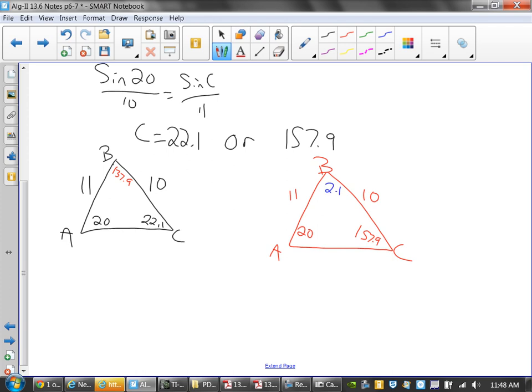Now, when you solve for little b in both of those, you still will get the small one in the triangle on the right. This should be the smallest side length, and then this triangle here should be the largest. So anytime you wind up with the ambiguous case, it means you're going to have an acute and an obtuse angle for the second angle.